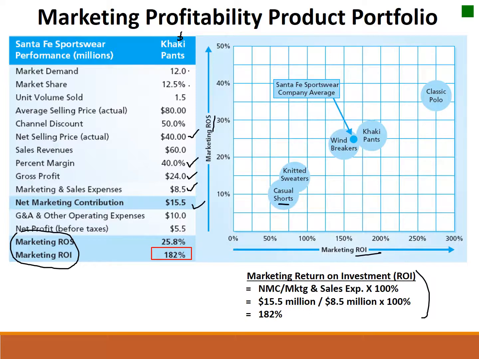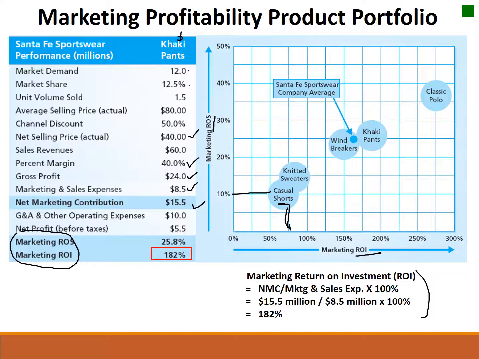Casual shorts, again, not the strongest product in our portfolio, but still producing contribution to overhead costs, as we've looked at before. So now we've got a product portfolio, and we can look at the effectiveness of each product within the portfolio as it relates to our marketing effectiveness. Classic polos have the most pop for our marketing dollar, if you will, because of where they're positioned here, and then it goes down from there.